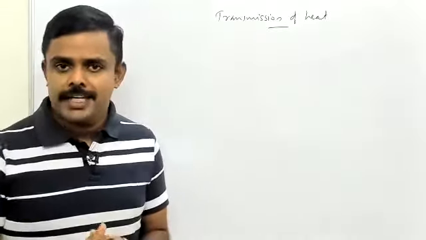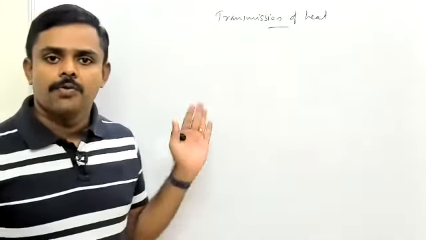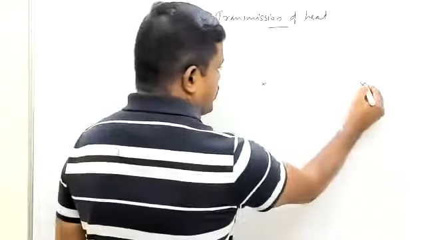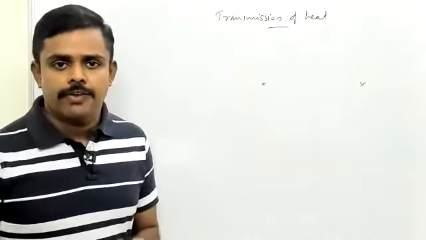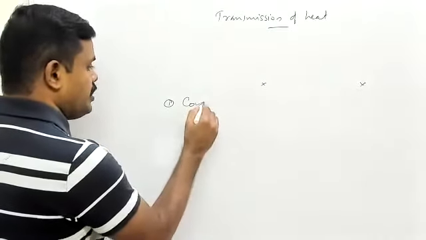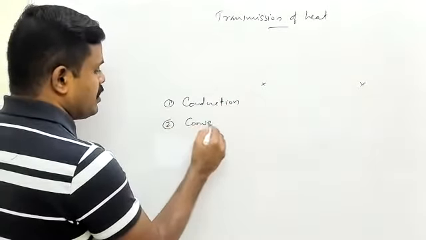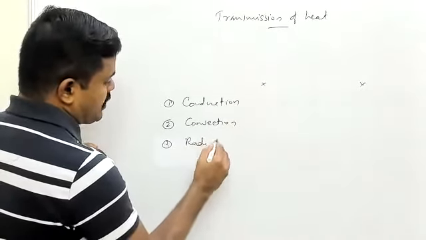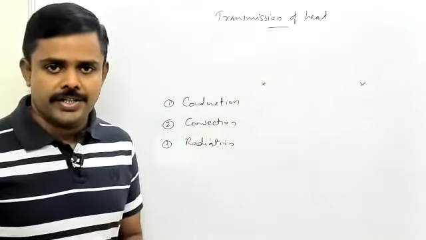Now, what is meant by transmission of heat or transfer of heat? Heat is taken from one place to another. Heat is taken from one location to another. This is called transmission of heat. Now, this can be done in 3 different ways. The modes of heat transfer are conduction, hope you remember this from class 11, number 2, convection, number 3, radiation. So there are 3 modes of heat transfer: conduction, convection, and radiation.